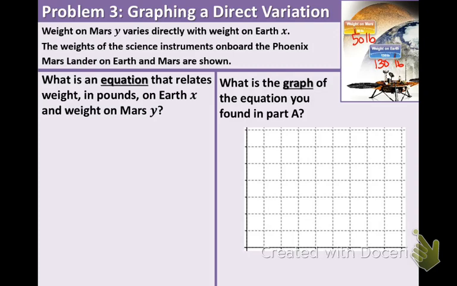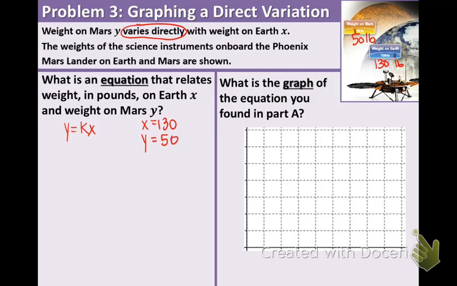Weight on Mars, y, varies directly with weight on Earth, x. The weights of the science instruments on board the Phoenix Mars lander on Earth and Mars are shown. What is an equation that relates weight in pounds on Earth, x, and weight on Mars, y? Well, we're going to be using y equals kx because it told us right here, varies directly. That means direct variation. It's the same thing, just reversed. So y equals kx, we are given that x stands for weight on Earth, and that value is 130, and weight on Mars is 50.